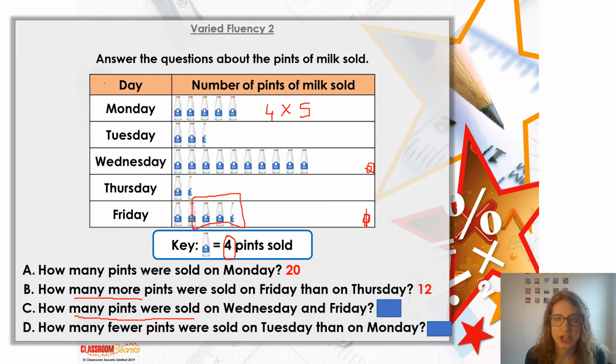Okay, so let's see, how did you do? Did you get 58 pints? And then the last one, how many fewer, so we're going less this time, pints were sold on Tuesday than Monday? So again, we want to work out that difference. So we've got 2 whole bottles and a half, so we want to work out the difference, okay? So how many fewer? So have a look here. Can you work it out? Okay, so fewer, there were 10 pints fewer. So 4, 8, and the 2 here makes it 10.